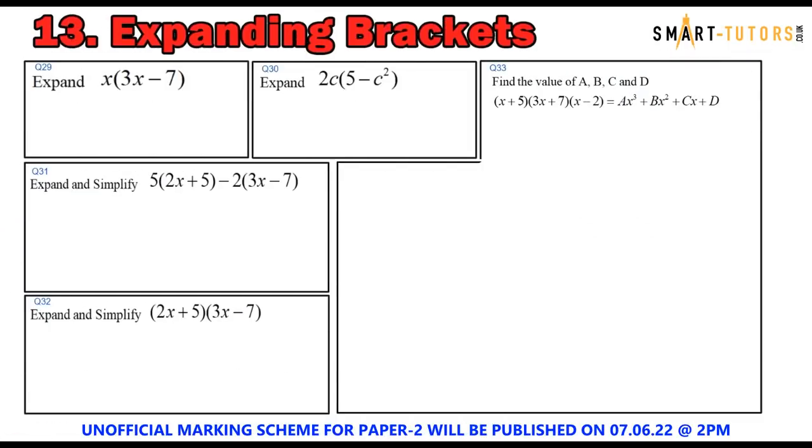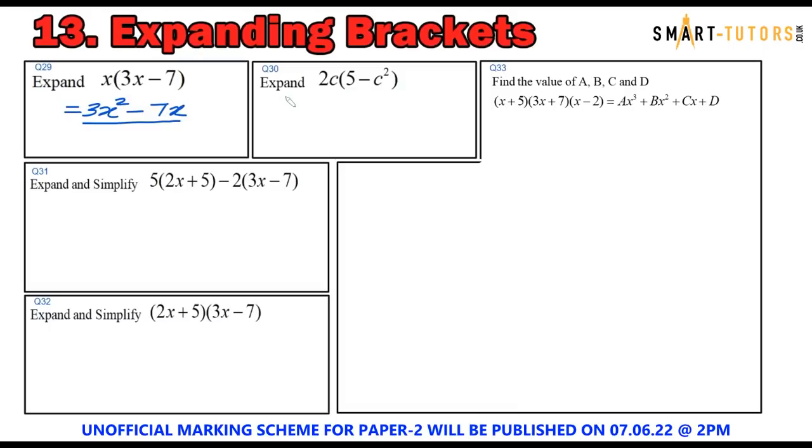Topic number 13, expanding brackets. So this is one of the easiest topics. I just want to quickly run through this one. x times 3x is 3x squared. Minus 7 times x is 7x. That is the answer for question number 29.